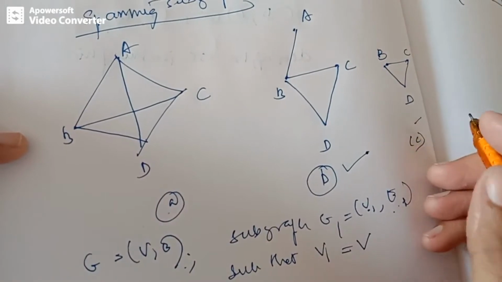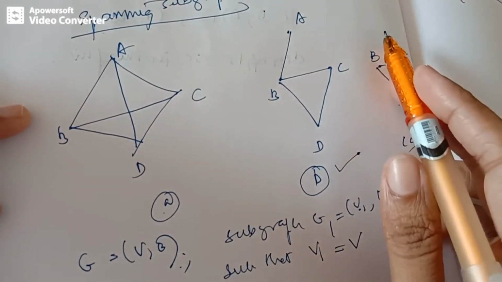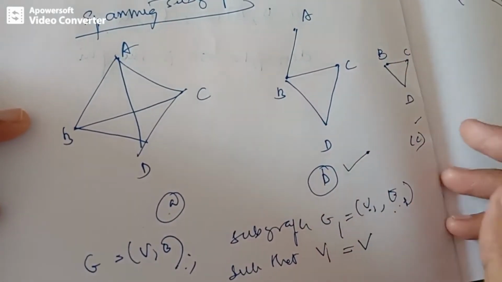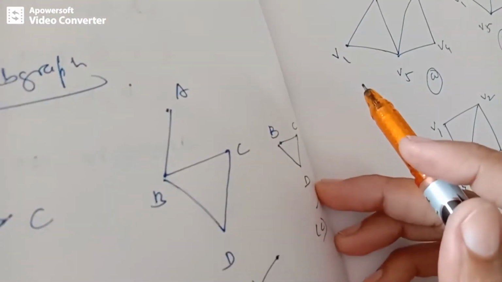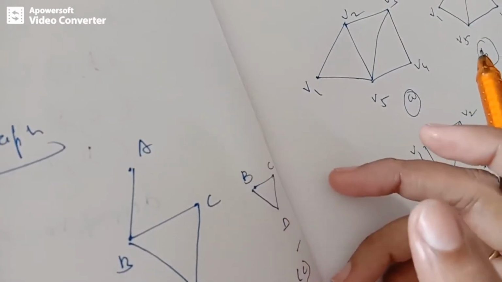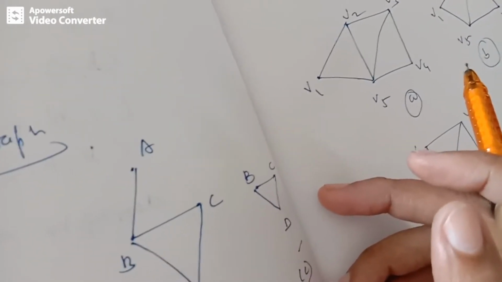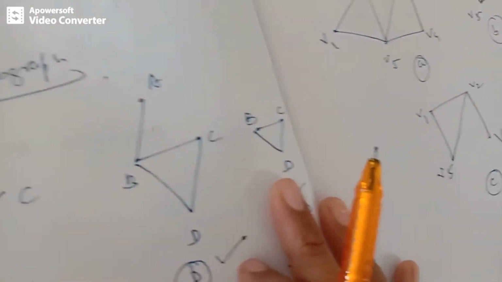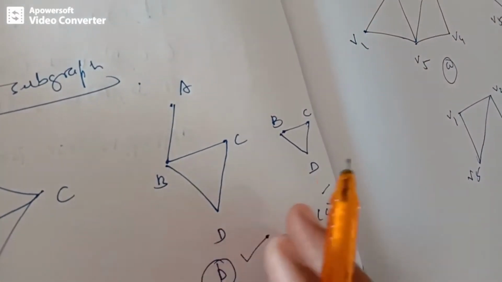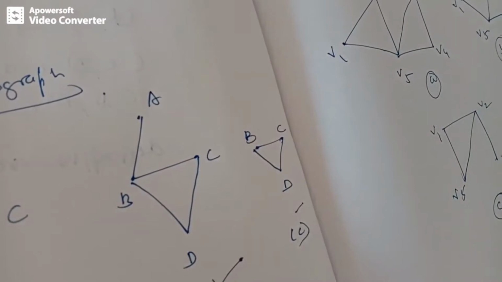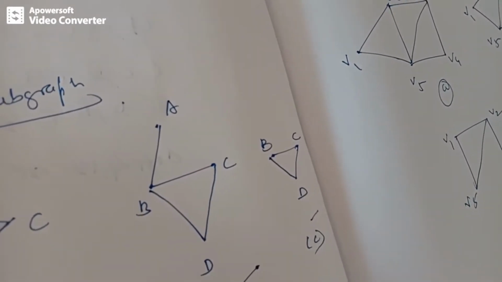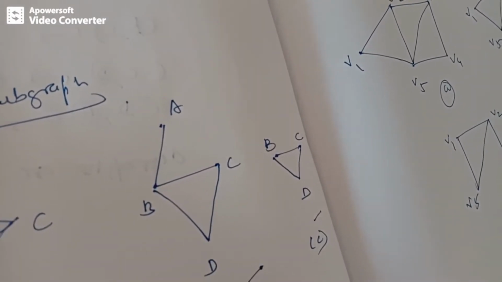What about C? C does not consist of all the vertices. A is not present in the subgraph. So we can say that it is a subgraph, but it is not a spanning subgraph. All the vertices must be there as that in the original graph in order to satisfy a spanning subgraph property.